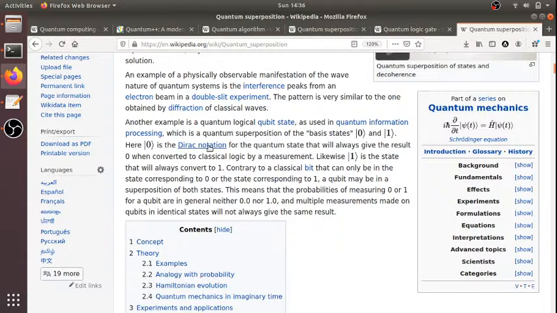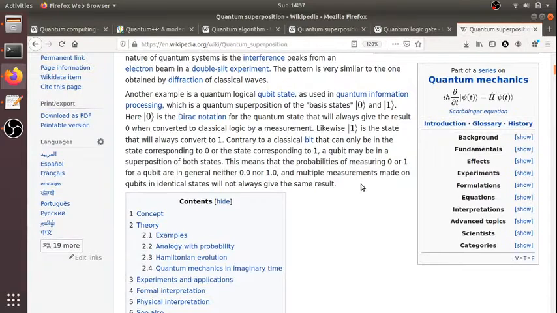Here 0 is a Dirac notation for the quantum state that will always give the result 0 when converted into classical logic by a measurement. Likewise, 1 is a state. Contrary to a classical bit, which can only be in a state corresponding to 0 or a state corresponding to 1, a qubit may be in a superposition of both states.